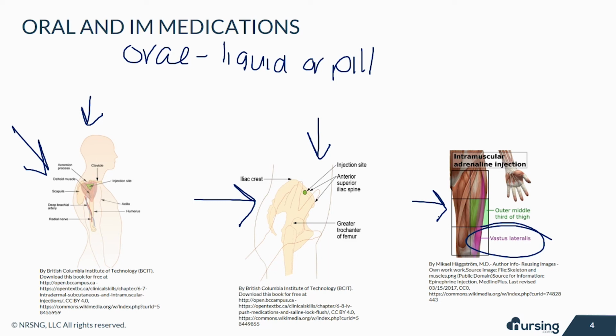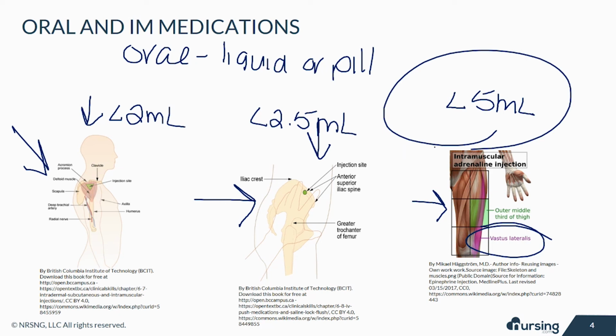The biggest thing that you want to know is the maximum amount of medication that you're allowed to give in each place. So in the deltoid, we cannot give more than 2 mLs of medication. In the ventrogluteal, it's a little bit more, but we can't give any more than 2.5 mLs. And then in the vastus lateralis, you can't go over 5 mLs. So this is right here, the quads, really where you want to put it if you can. If you must use the butt, you have to remember that the max is 4 mLs.